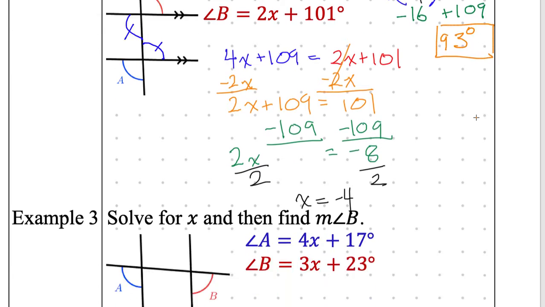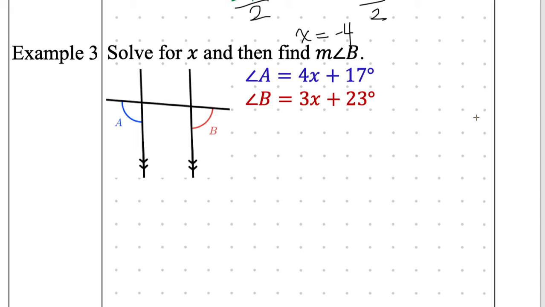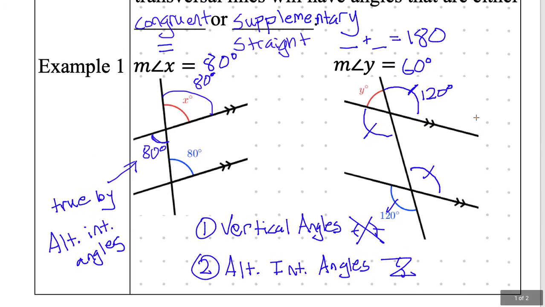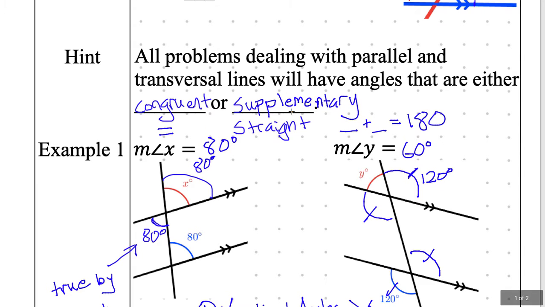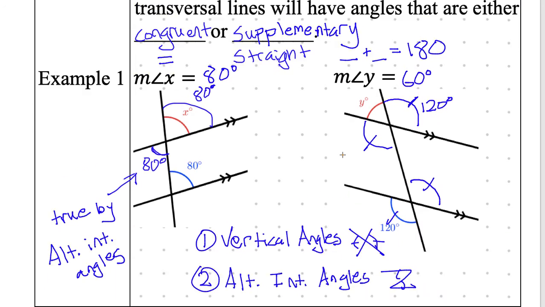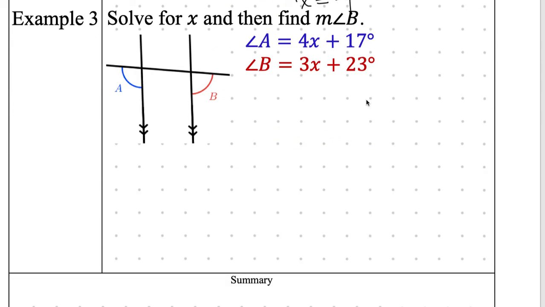You guys are going to try example number 3. It's going to be a little bit harder. I think I'll let you guys do the first few steps. First of all, figure out if A is equal to B, if A is congruent to B, or if A is supplementary to B, if I have to add those two angles to get 280. It's one of those two options. Go now. Good luck.